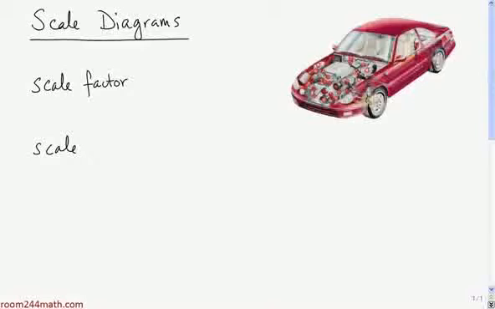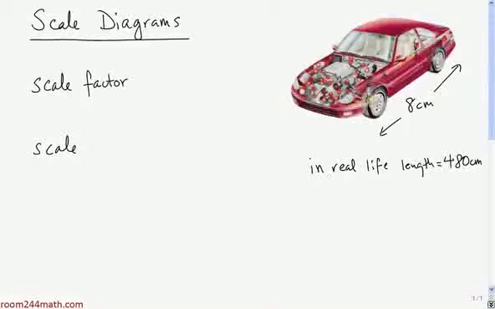So on the right here I have a scale diagram of a car. Obviously it's a lot smaller than the real object, and we need to know, in real life how long this car is, and on the diagram how long the car is, in order to figure out the scale factor for this particular diagram. So in real life, the car's length is 480 centimeters. Now, on the actual diagram, on my computer anyway, it looks like it's about 8 centimeters long.